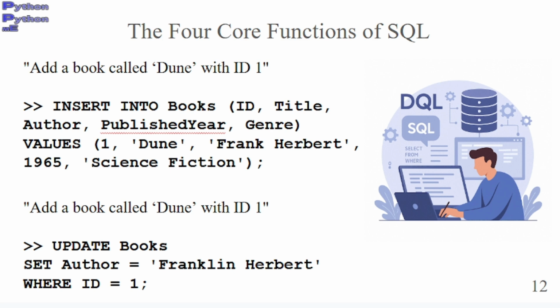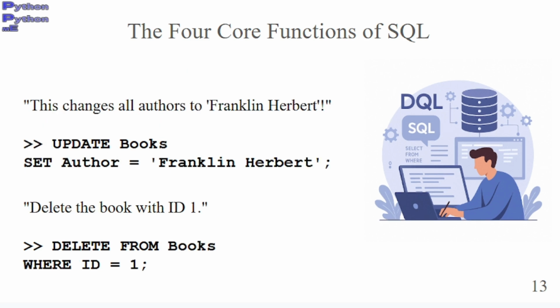Here, once we have identified the requirements, we will write update books, set the author to Franklin Herbert, where the ID is equal to 1. This would effectively change the author's name from Frank Herbert to Franklin Herbert, since the row has been identified by our primary key, which is the ID. Always note, do not ever forget the where clause.